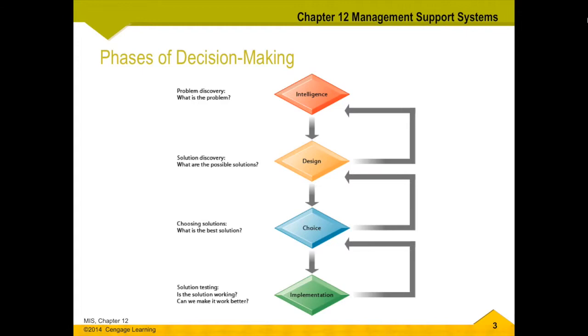This is the process by which we make decisions. The intelligence phase: what is the problem exactly? And you need to be careful here, not just to identify symptoms of a problem, but what is the problem. For instance, you've got declining sales. Is that a problem or is that a symptom? Well, it's actually a symptom. There's something causing those declining sales.